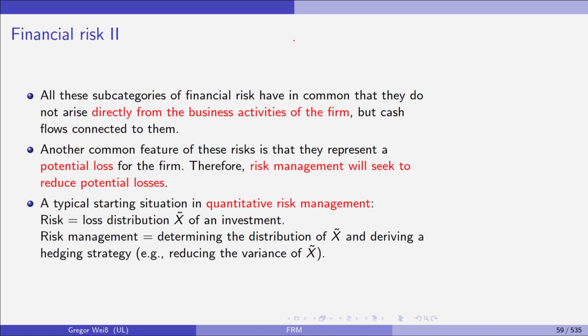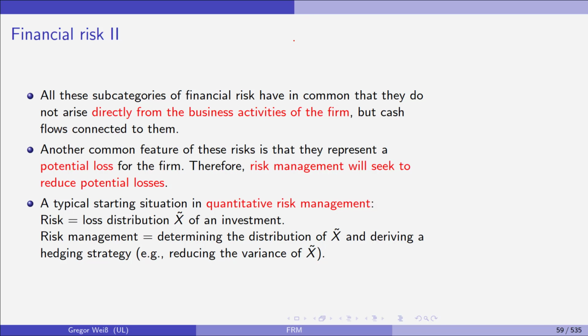Now, all these subcategories have in common that they do not arise directly from the business activities of the firm, if we leave out lending for financial institutions. But they originate from cash flows that are originated from these business activities, from these trades, from these transactions. Another common feature of financial risk is that they represent a potential loss. Again, I talked about this last week. Financial risk management is about financial risks in the sense that they originate from the financing, from the financial activities of the company, and they have a financial impact on the company.